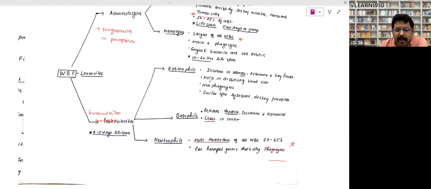That is an important question. They help in dissolving blood clots. They are non-phagocytic. They are similar to lysosomes. They destroy protista. Then basophils. Basophils release heparin, serotonin, and histamine. They are least in count. Then neutrophils. They are the most numerous of WBC, 60 to 65%. They eat harmful germs, and that's why they are phagocytic in nature. Okay? So this is all about the cellular barrier.